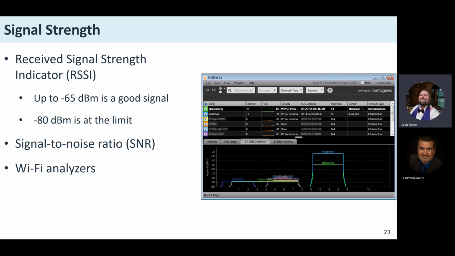Basically, you can look at your received signal strength, or RSSI. Up to 65 is good. 80 is kind of at the limit. You're starting to get too much noise.